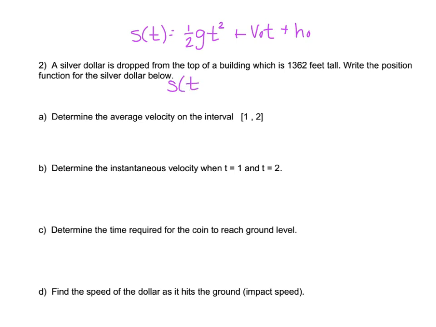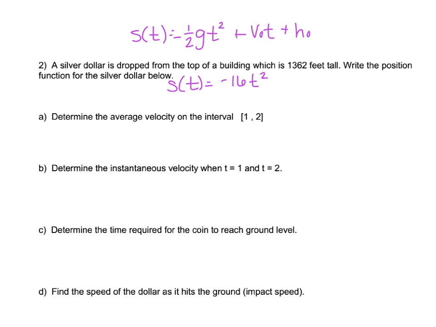S of t equals negative 1/2 times negative 32, so negative 16t squared, plus the initial velocity times time. Let's think about this. You are at the top of a building. You reach your hand out and drop a coin. Think about the initial velocity of that coin, meaning the second when time equals 0. What is the velocity of that coin? And that would be 0.